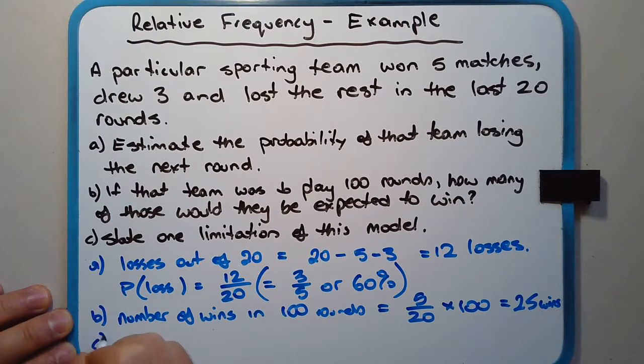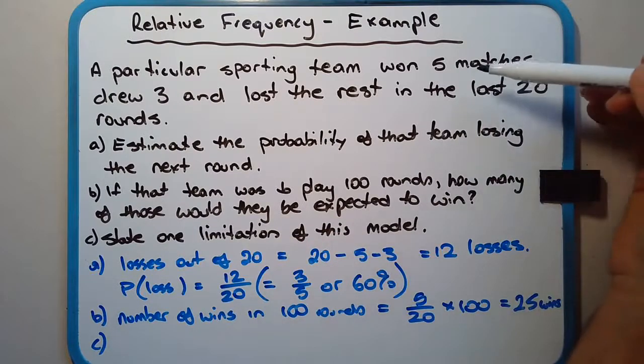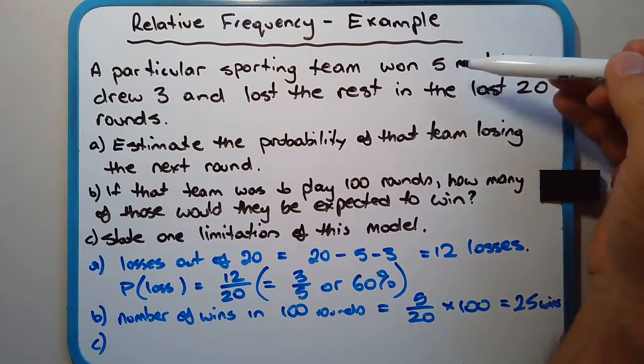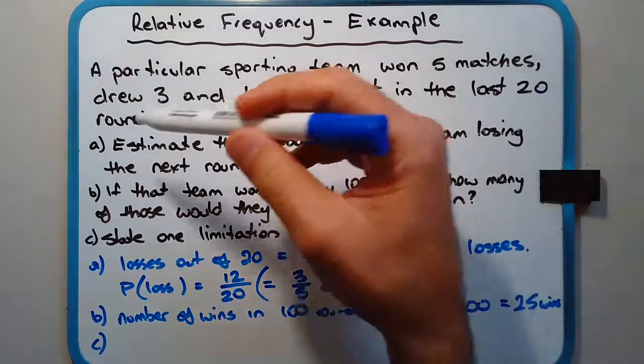Now part C is really just a bit of a discussion, but I might just throw something out there. Could this be used in the long term? Could this model be used? Are we guaranteed that this particular team is going to continue to win 5 out of 20 games, draw 3, and lose the rest?